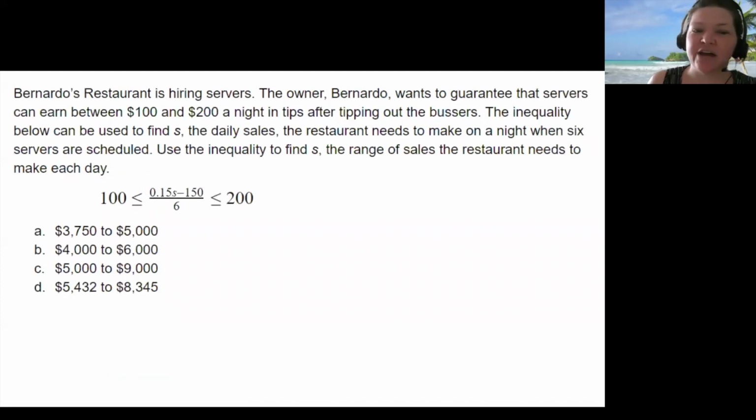Bernardo's restaurant is hiring servers. The owner, Bernardo, wants to guarantee that servers can earn between 100 and 200 a night in tips after tipping out the bussers.